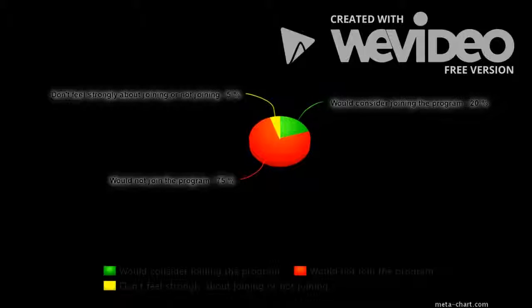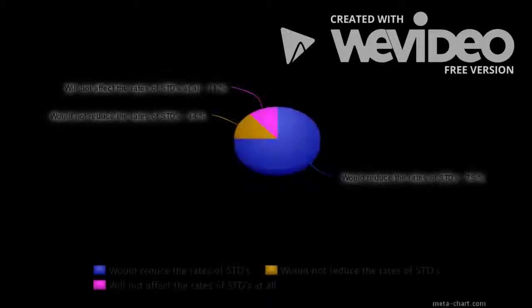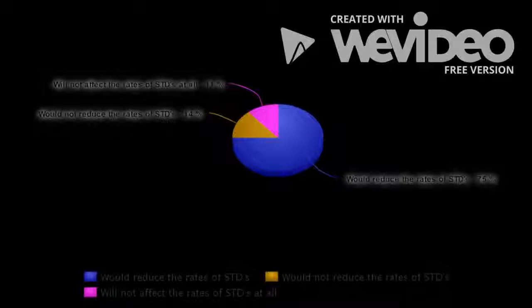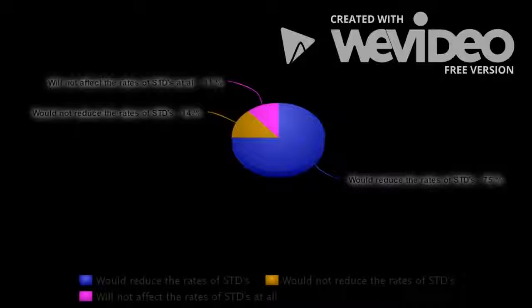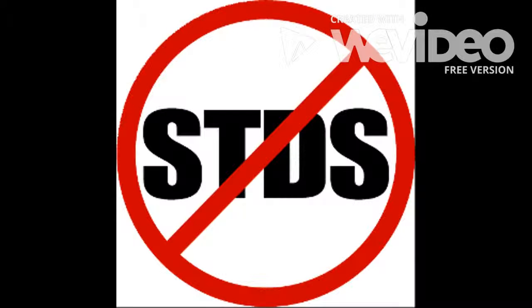We predict that 20% of students across the sampled population would consider joining an abstinence education program implemented at Cal Poly. We also predict that 75% of students think that an abstinence education program would reduce the rates of STDs amongst Cal Poly students. Just to recap, based on our experiment, if Cal Poly implemented an abstinence educational program, it would have a smaller group than desired join the program, but most students think that for the students in the program, it would be effective in decreasing STD rates.